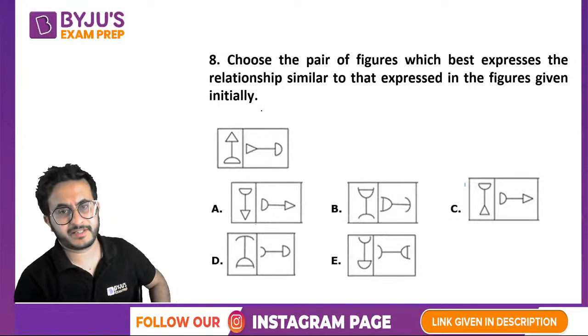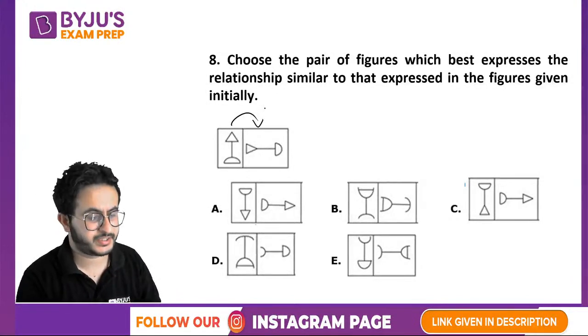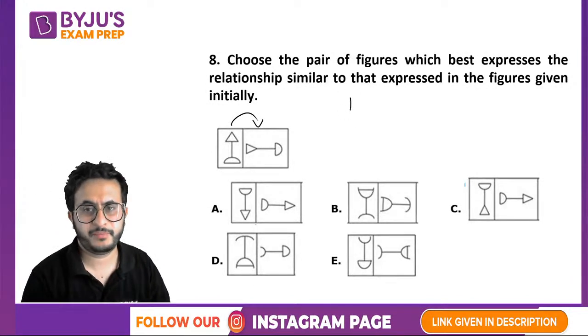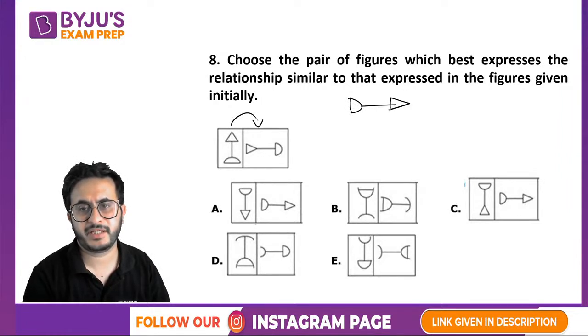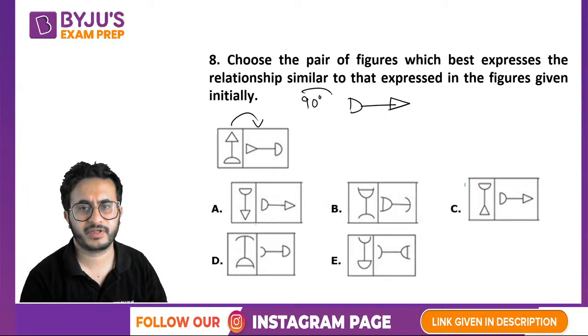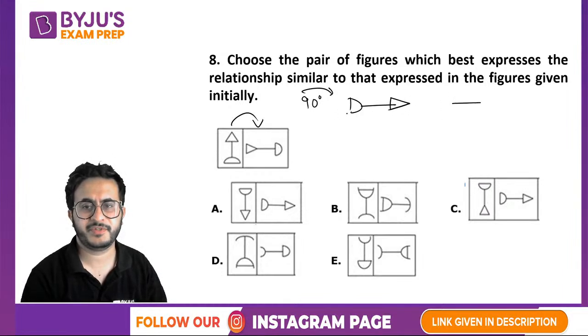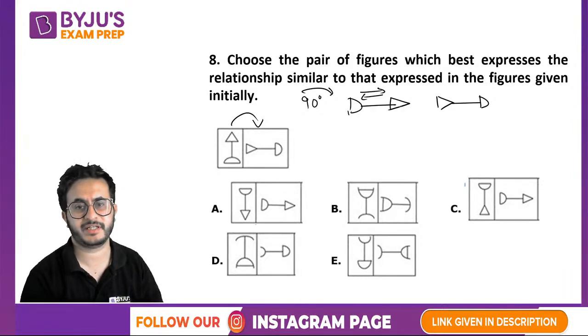So what is happening in this figure, right? So first 90-degree rotation, right? So if you rotate it by 90-degree, what will happen? It will become like this, if you rotate by 90-degree in this direction. Now what they have done is they have just exchanged these. So this D shape which was behind has come this side and the arrow, this triangle is this side. So we just exchange these two. Okay, first rotation and then exchange.